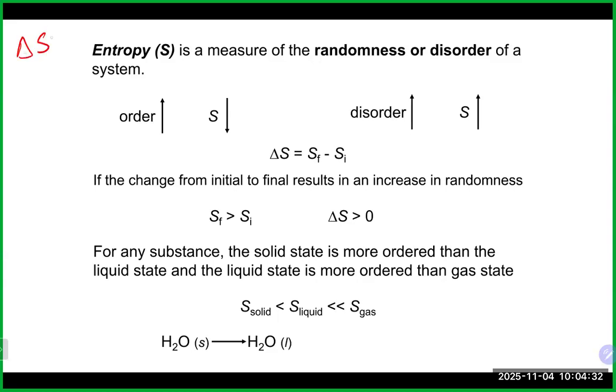Delta S is the change in entropy. So again, delta S is our change in entropy. And entropy is the measure of the randomness or disorder there is in a system.